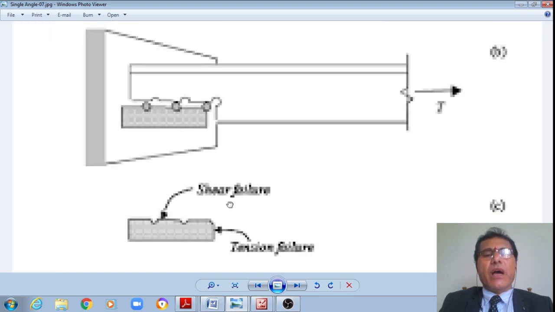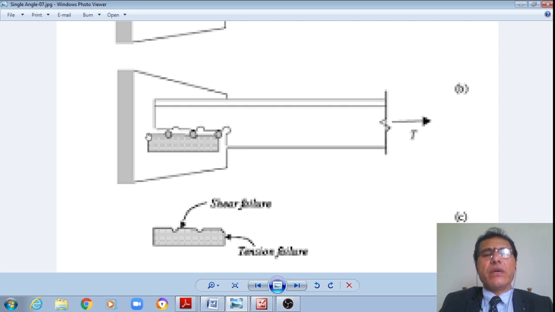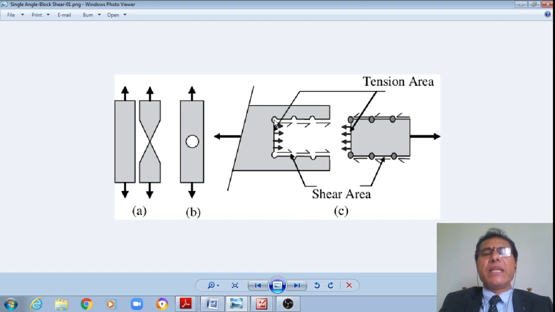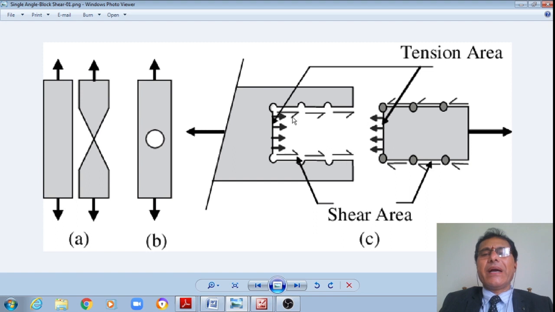Then after failure of this block in shear criteria, this block will come under the simultaneous action of the tension at this, as well as the shear failure along this plane, right? I'll also show another schematic like this. It will fail simultaneously under the action of the tension of this plate, between these two holes, as well as under the shearing criteria, right?